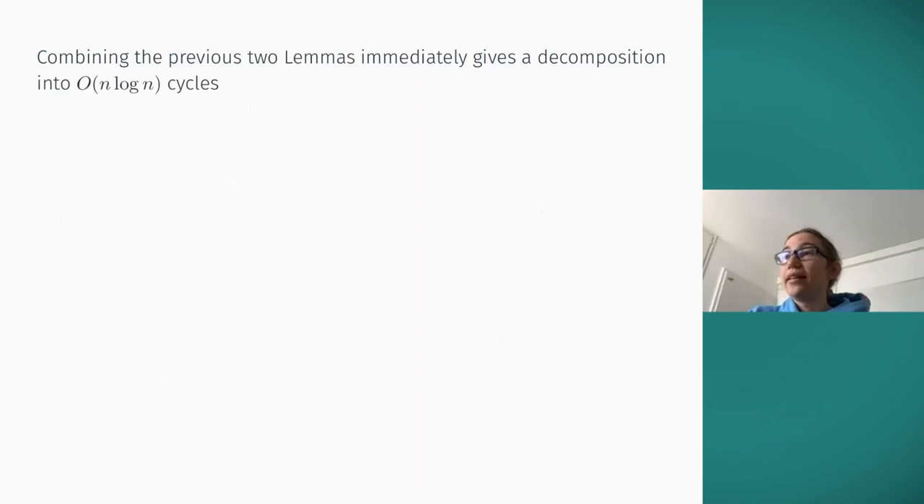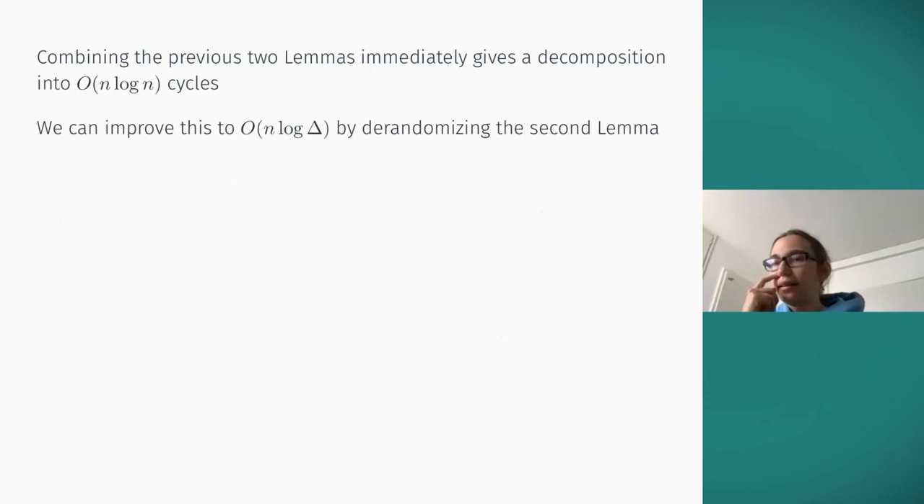And then you can easily combine it with the previous cycle decomposition lemma to find a decomposition into n log n cycles. And we can improve this to n log delta by de-randomizing the second lemma. The proof does not get nicer, it gets much longer. So in the paper, we include both versions because I think the randomized version is really nice for the intuition. The de-randomized version, instead of choosing a random neighbor, has some function that it evaluates and optimizes for. But this is quite technical, so I don't want to talk about this here at all.